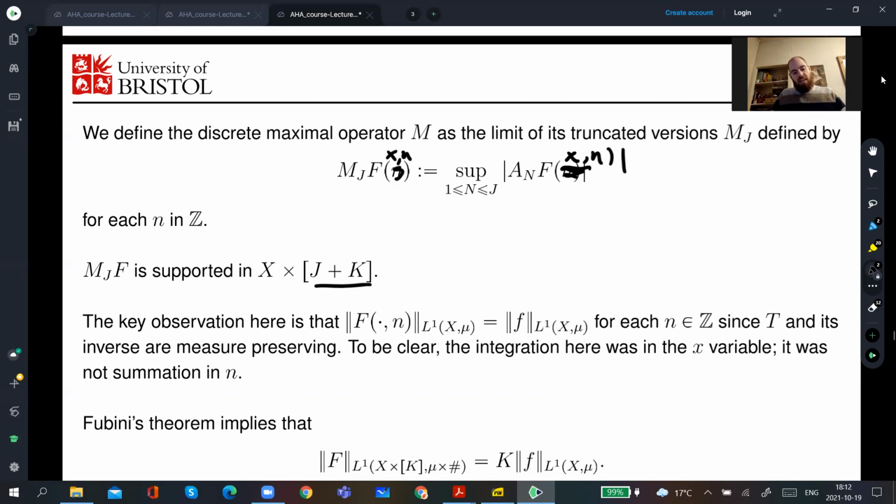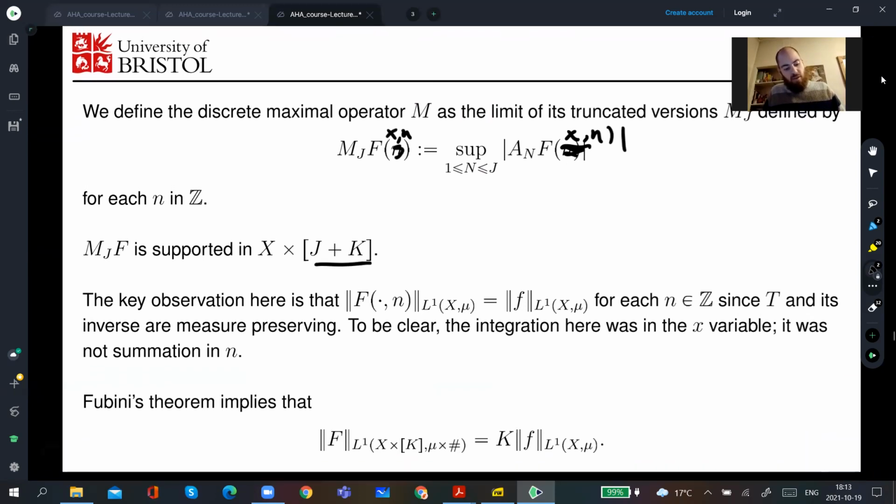And the critical observation here is really how the L1 norm for each layer of the transfer function compares to the L1 norm of the function on the probability space we started with. And this just follows from the measure preserving property. If I look at F, so again, F is defined on X cross Z, if I fix my integer n, and I look at it as just a function on X now, that has the same L1 norm as my original function f. So Fubini's theorem tells us that when I look at the transfer function on X cross K, or the integers from 1 to K, with the measure that is mu on X as before, but now counting measure on the integers from 1 to K, since each one of those was the same, this is K times the L1 norm of f.